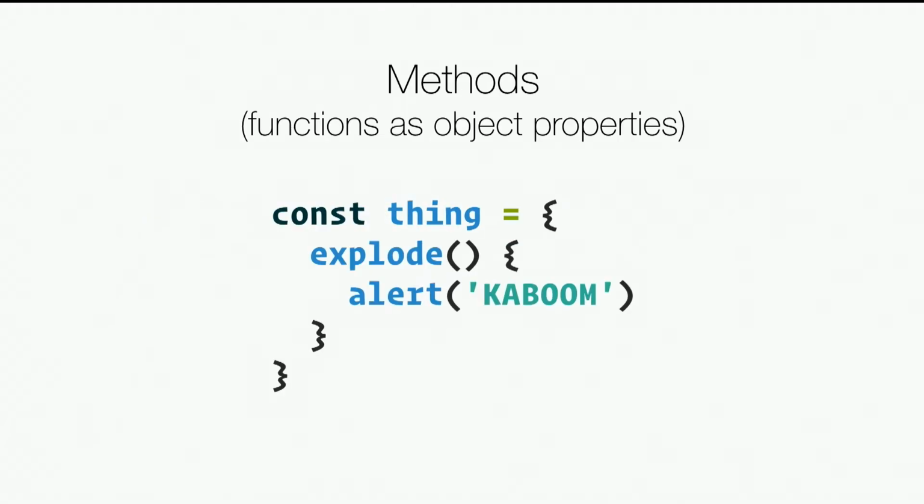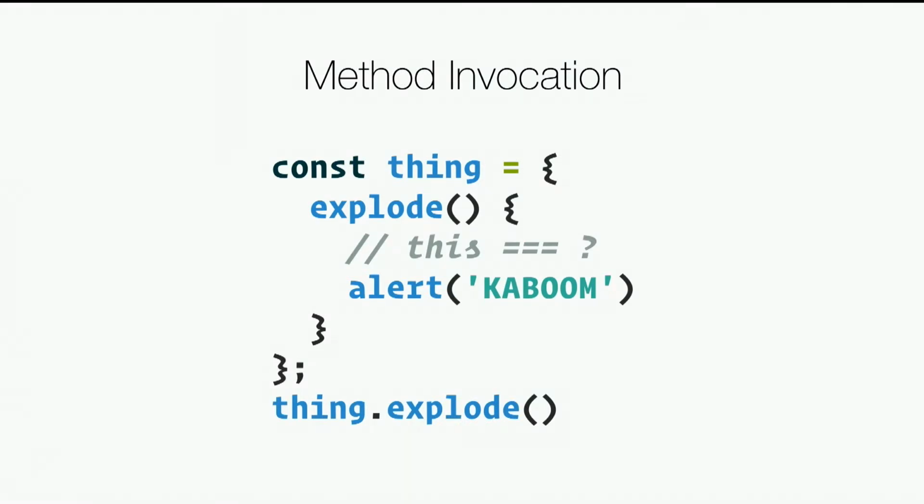So speaking of objects, methods, functions as object properties. Explode here is a method of thing. So we could call that with thing.explode, right? So if we call thing.explode, what is this inside explode? On 3, Zoe and Jules. 1, 2, 3.